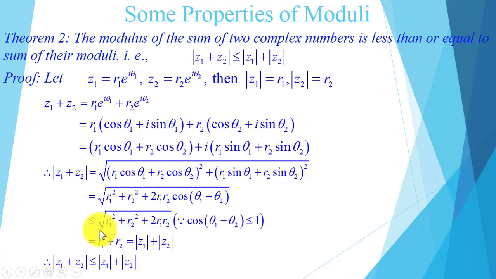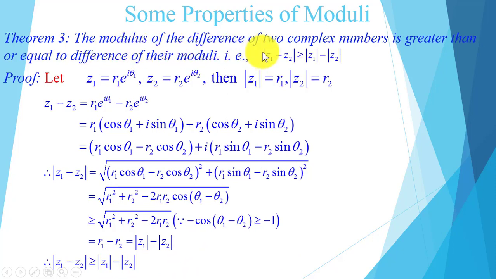plus twice r1 r2 cos theta 1 minus theta 2, which is less than or equal to square root of r1 square plus r2 square plus twice r1 r2, as cos theta 1 minus theta 2 is always less than or equal to 1, which gives modulus z1 plus z2 is less than or equal to r1 plus r2, which is equal to modulus z1 plus modulus z2. Therefore, modulus of z1 plus z2 is less than or equal to modulus z1 plus modulus z2.